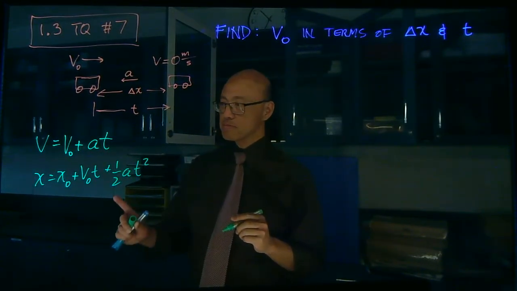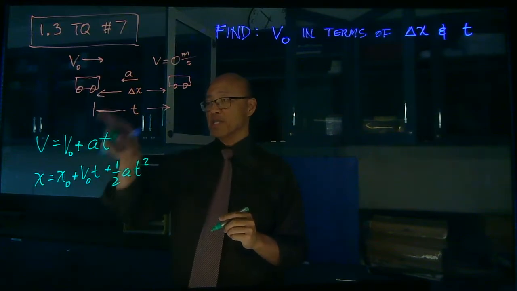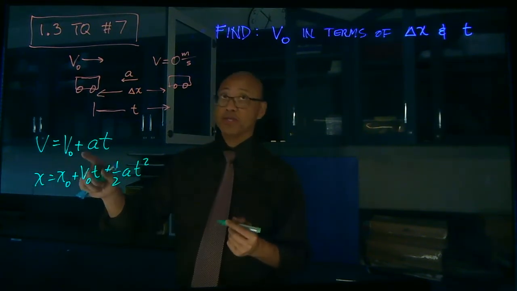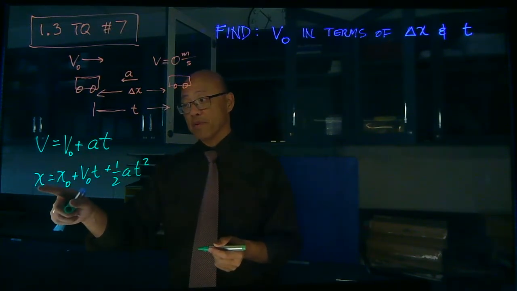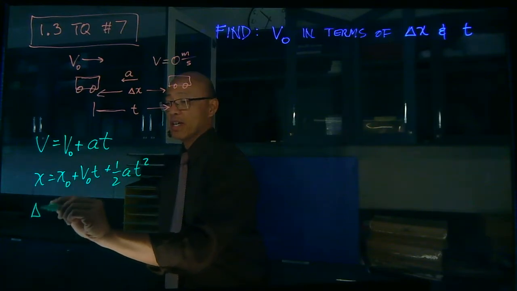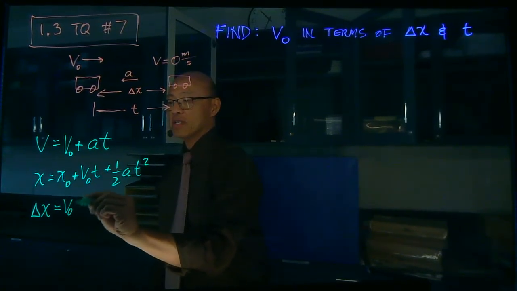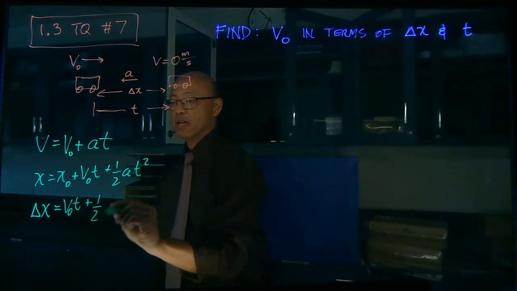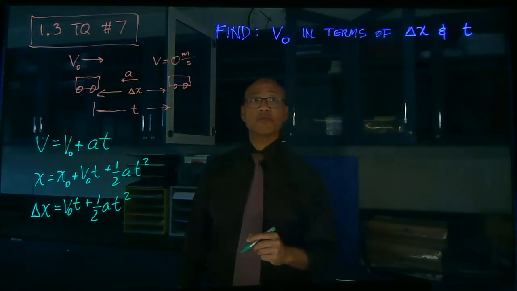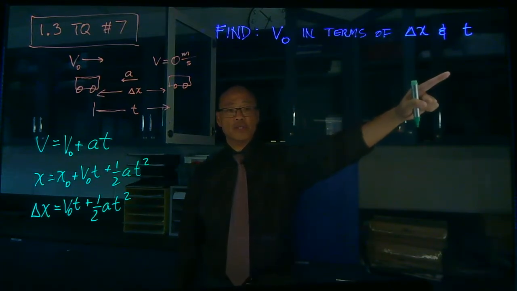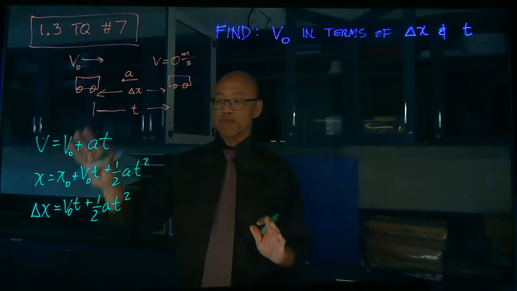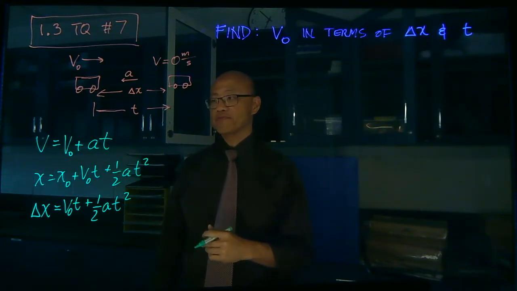Now, I don't have x naught explicitly. This is initial position and final position. But if my initial position is 0, then my final position is my displacement. So I can rewrite this as delta x equals v naught t plus 1/2 at squared. There's that third v squared equation, but since we need to find this in terms of time, I'm not looking for anything timeless. I want to keep time in there, so I'm not going to write the third equation.